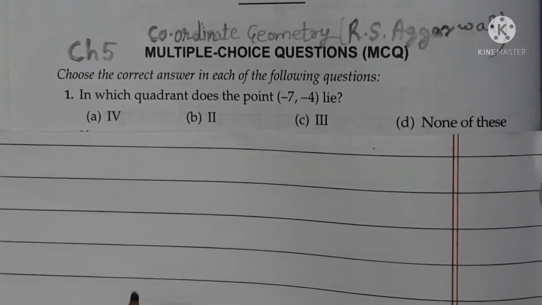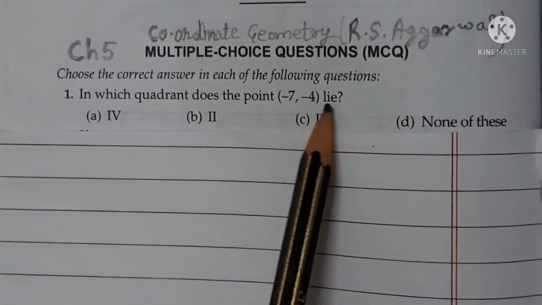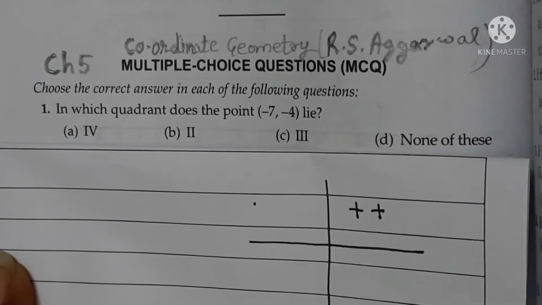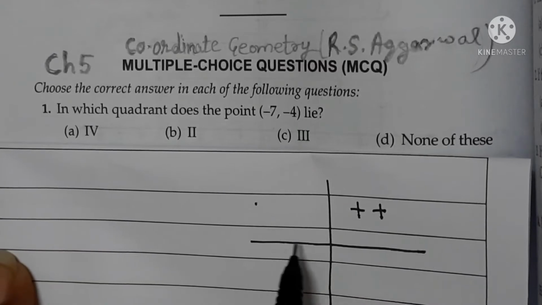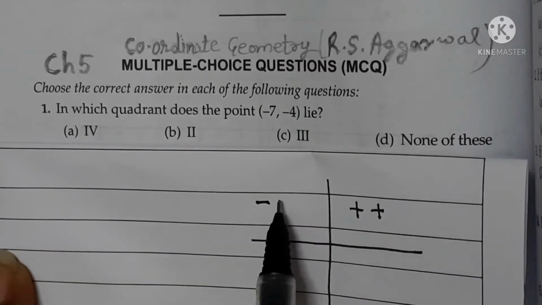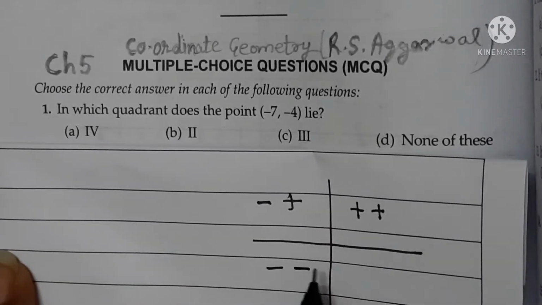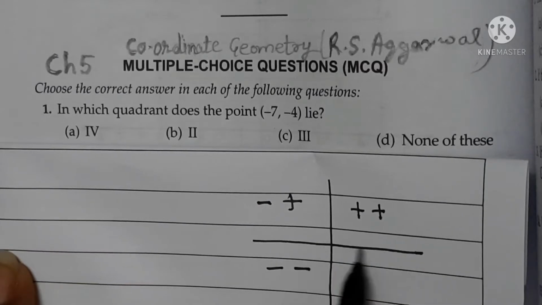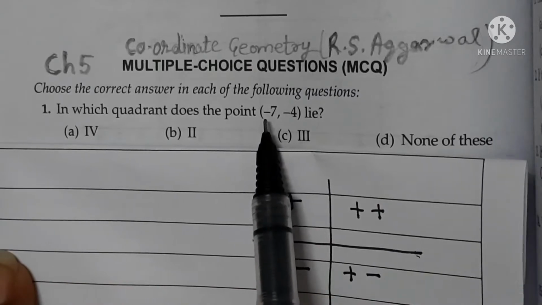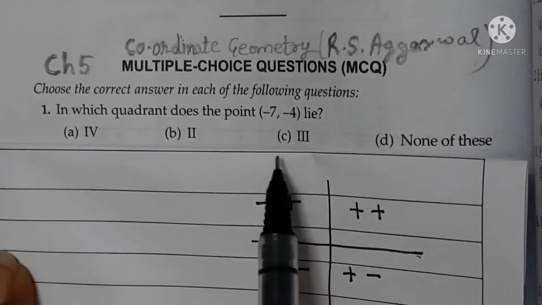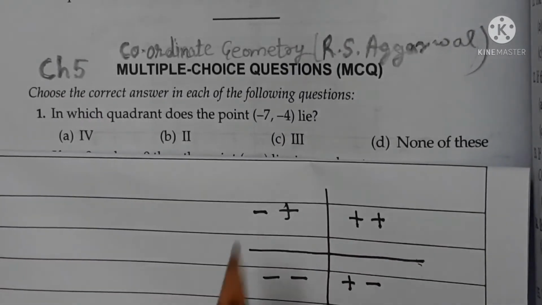Now come to question number 1. In which quadrant does the point (-7, -4) lie? Look at the quadrants. In the first quadrant both are positive, in the second quadrant x is negative and y is positive, in the third quadrant x is negative and y is negative, both negative, and in the fourth quadrant x is positive and y is negative. Look at this point, both are negative, so it lies in the third quadrant. Option C is correct. Mark option C.